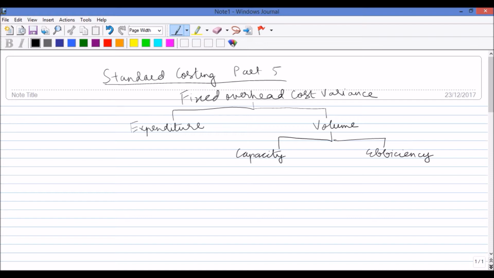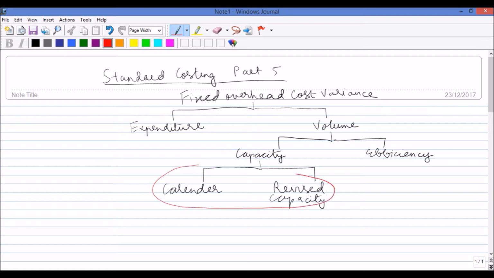So just give me 1 minute. Sorry. So the capacity variance is further subdivided into calendar variance, and then we have revised capacity variance. So this is the part which I need to teach today, which was not done in the previous lecture.